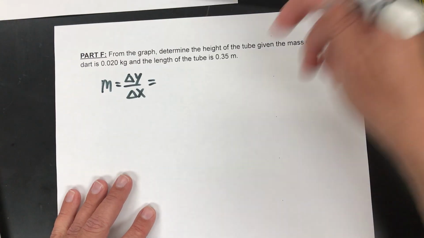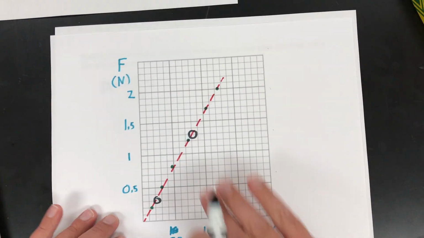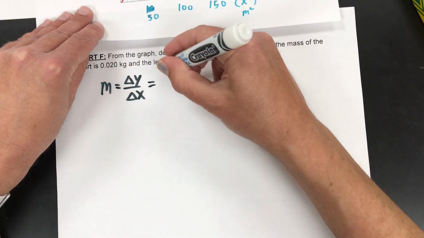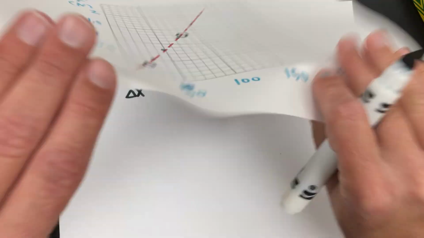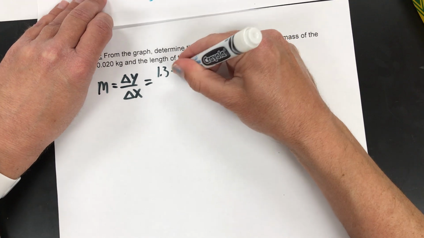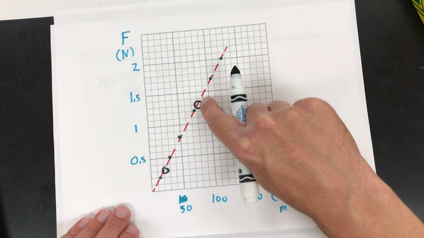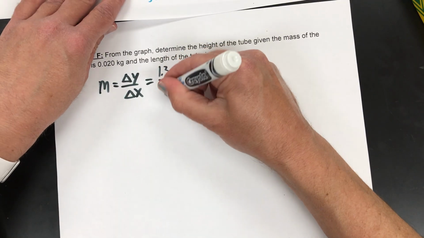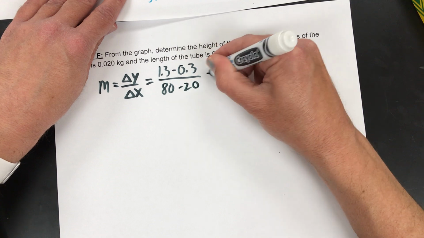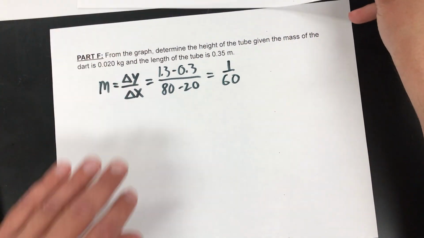So when I go to solve for this now, I'm going to use those 2 points to get the slope. Remember, slope is the change in the y over your change in x. So if I look on this graph here and read it off, my final y point is 1.3. My initial y point is 0.3. And in terms of my x, my final x point is 80, and my initial x point is 20. So if I subtract those, I get 1 over 60 is my slope.